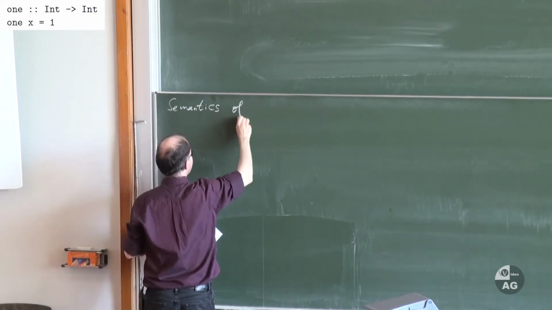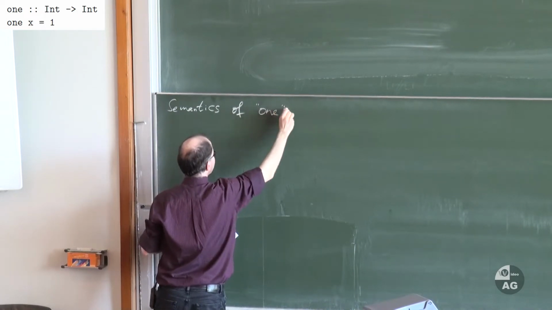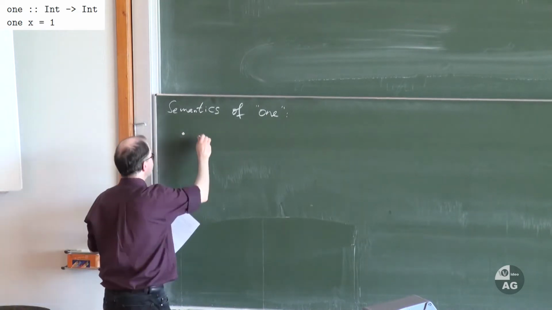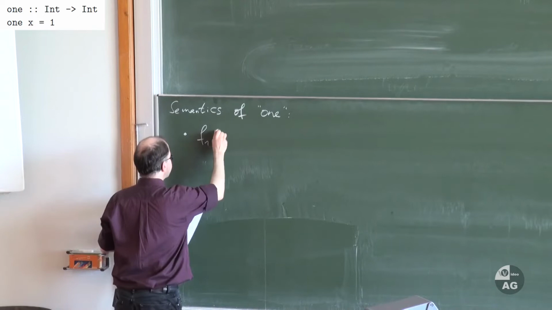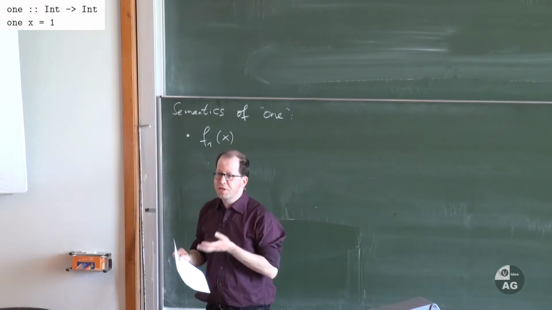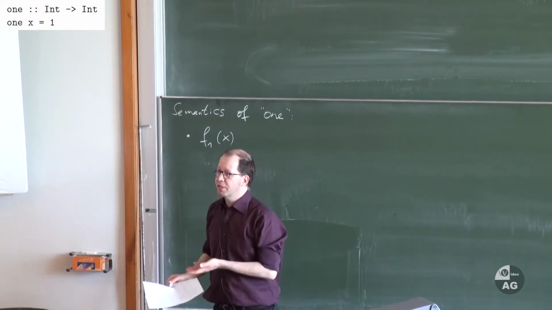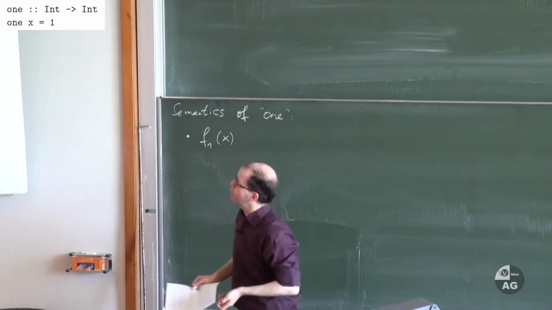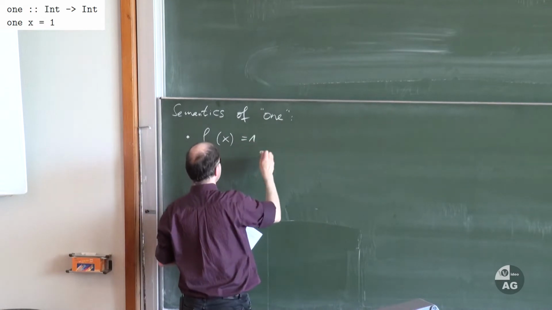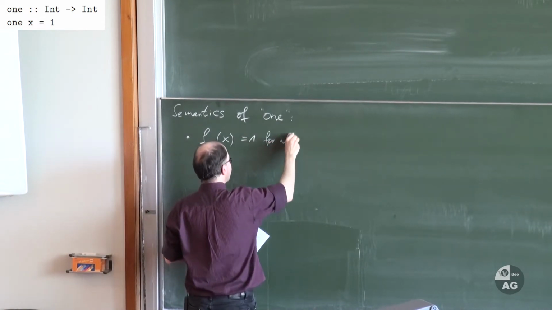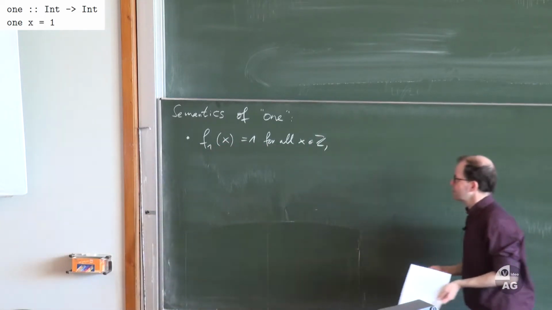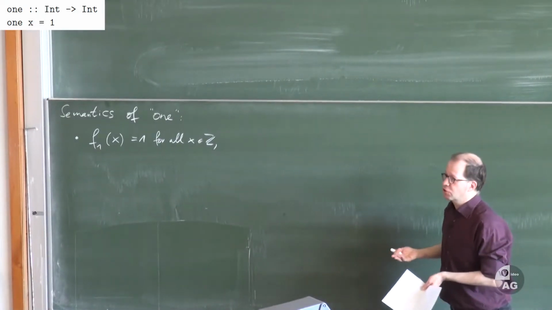So what is the semantics of 1? My first proposal is, let's say it's the following function. Well, it's pretty clear that as long as we apply the function to an actual number, the result should be the number 1. I mean, otherwise it doesn't really correspond to this definition. So f of x should be 1 for all x from Z. But the question is, what happens if I apply the function to something undefined?